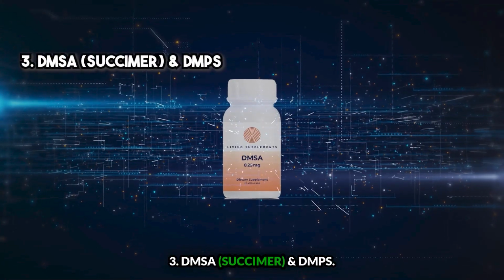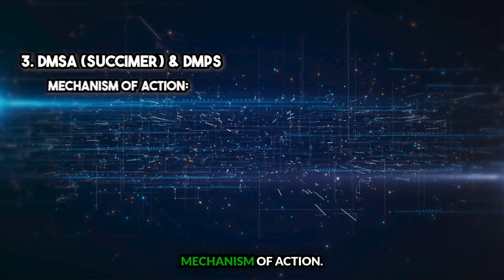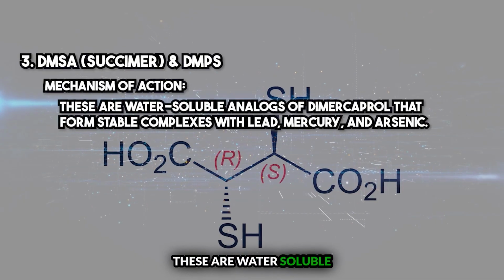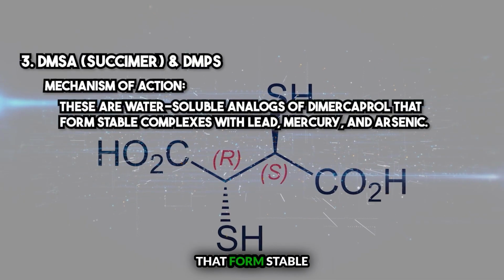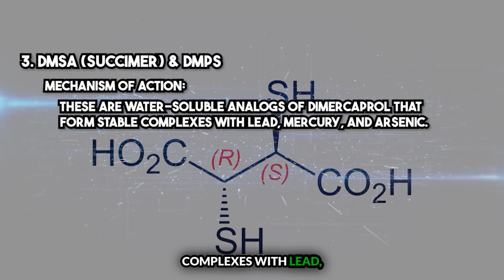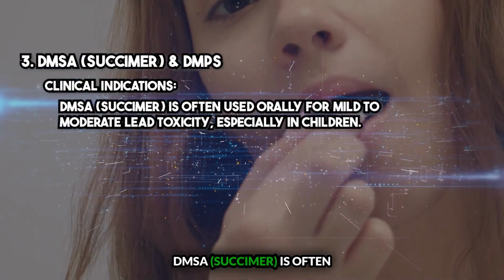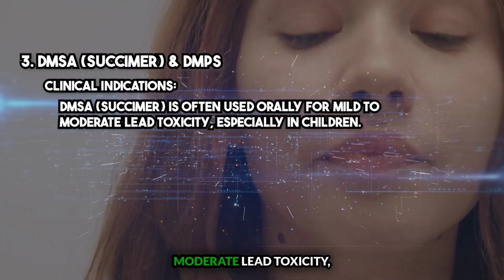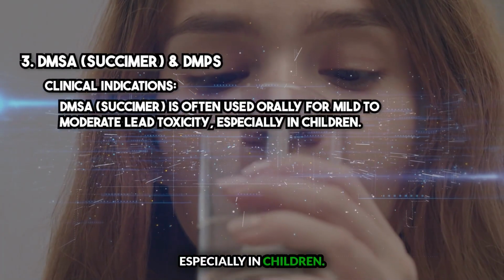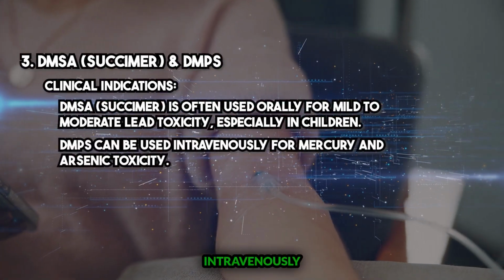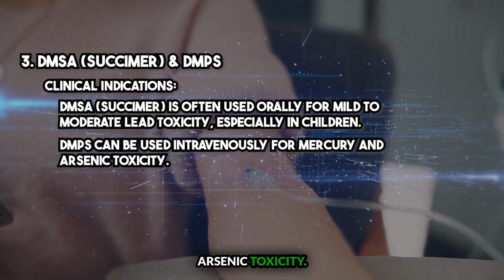3. DMSA, Succimer, and DMPS. Mechanism of action: these are water-soluble analogs of dimercaprol that form stable complexes with lead, mercury, and arsenic. Clinical indications: DMSA, Succimer, is often used orally for mild to moderate lead toxicity, especially in children. DMPS can be used intravenously for mercury and arsenic toxicity.